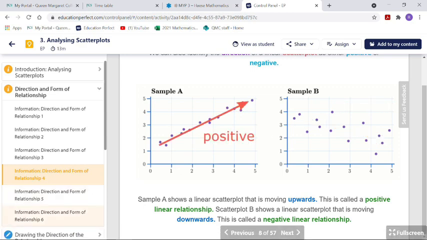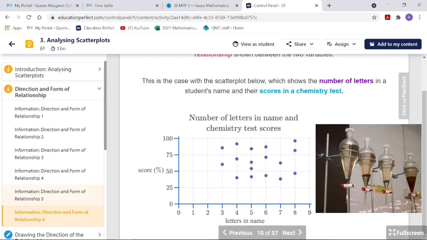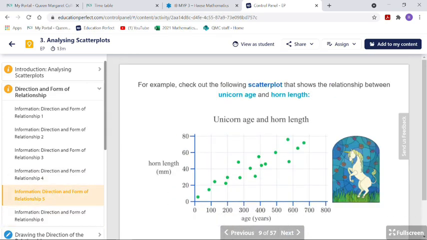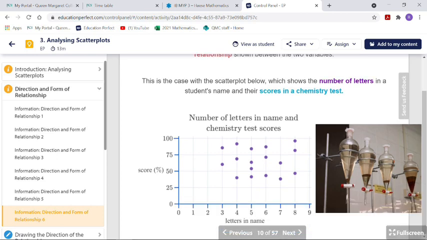Make sense? Okay. Now, look at this one. Linear? Yeah, pretty much. Not too tightly close together, but yeah, we could draw a line there and represent that data. Positive or negative? So, this one has a positive linear relationship. Make sense? Okay. Let's look at the next one. Linear?